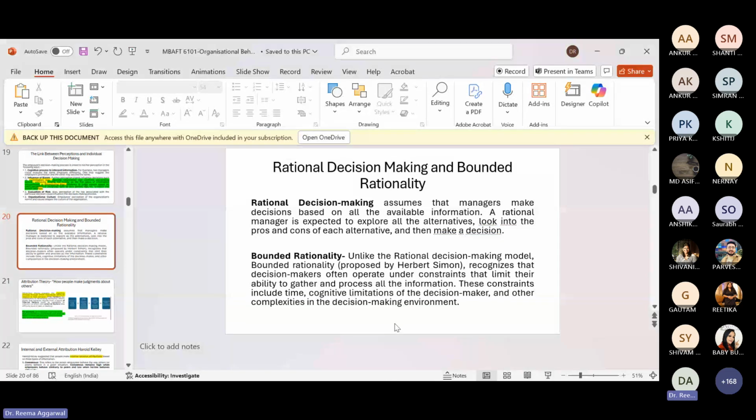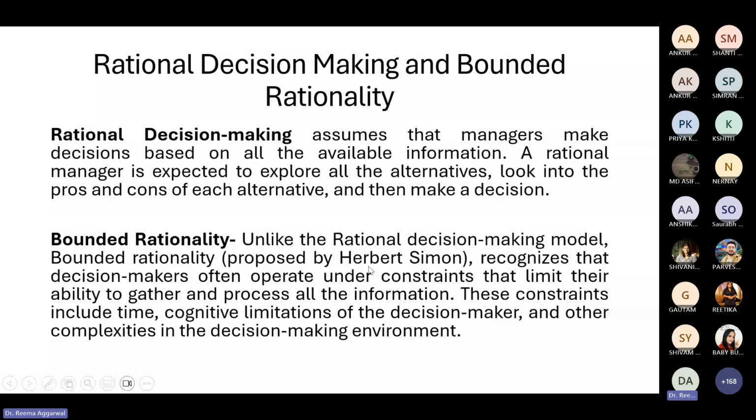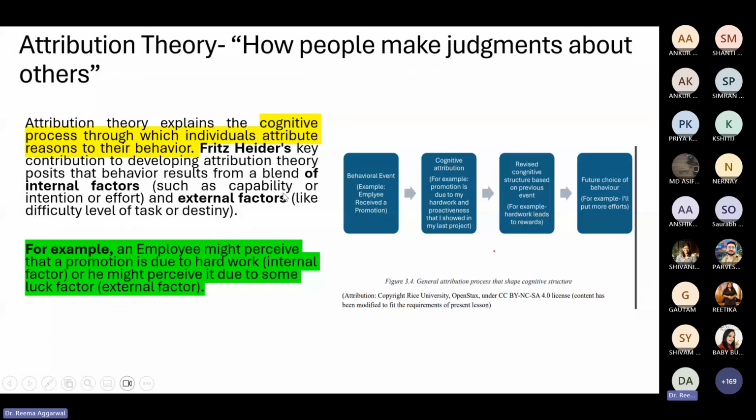I hope my screen is visible to you all, right? It is very important, attribution theory. So what we are trying to understand is human mindset, individual mindset. Within individual mindset, we are talking about perception. Within perception, we are talking about attribution theory, which is given by Heider. So basically, attribution theory explains the cognitive process through which individuals attribute reasons to behavior, right?